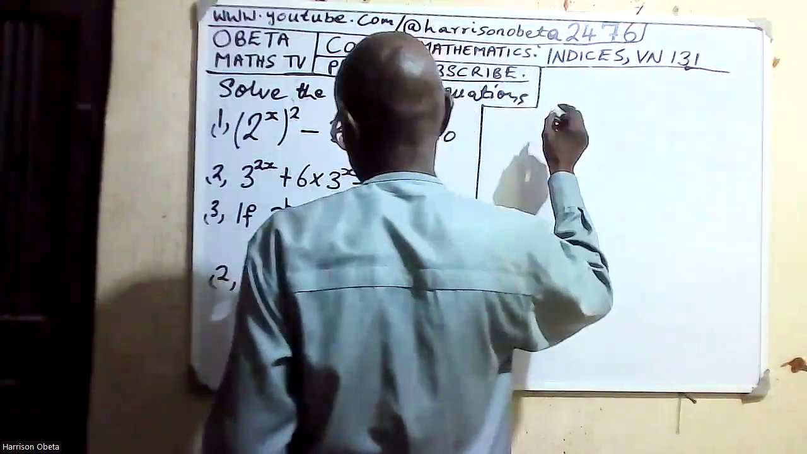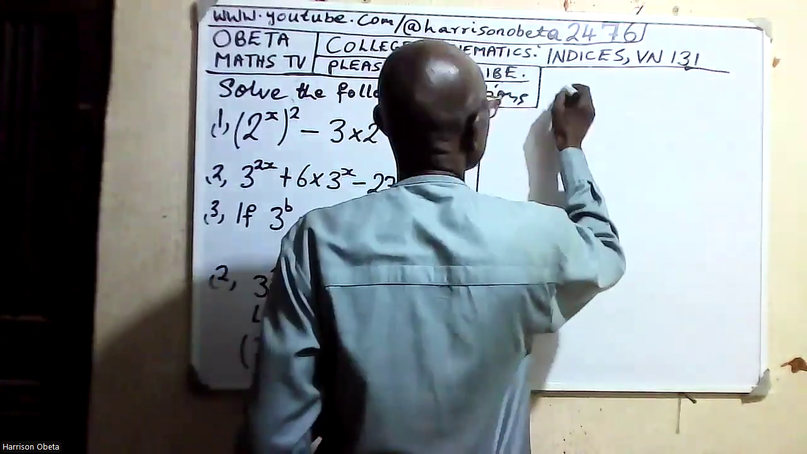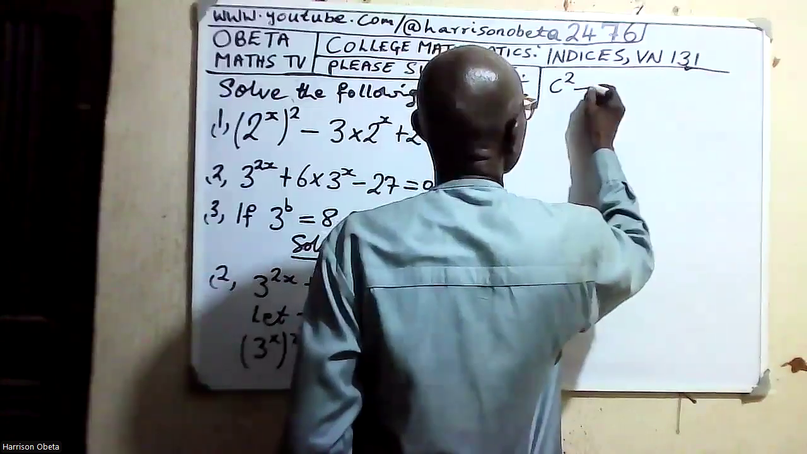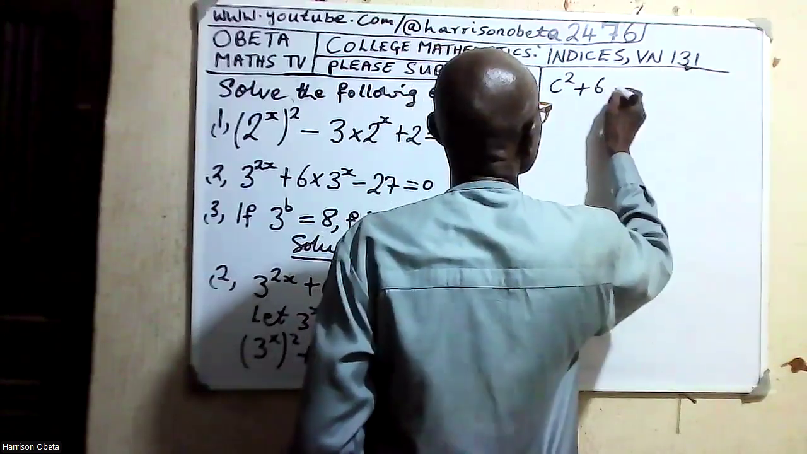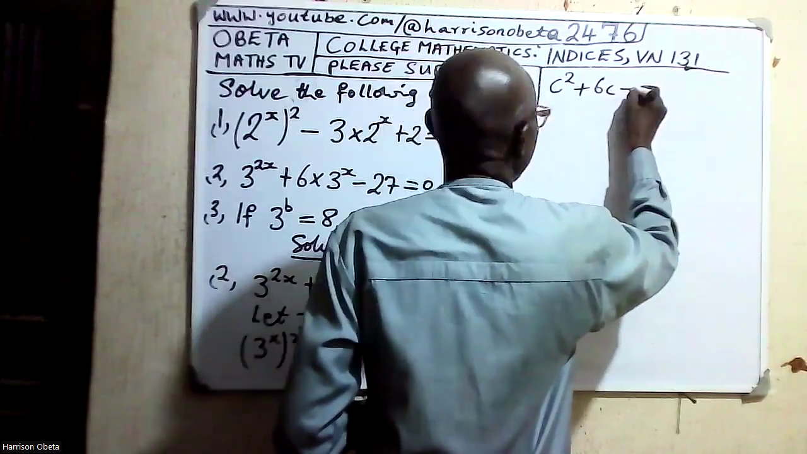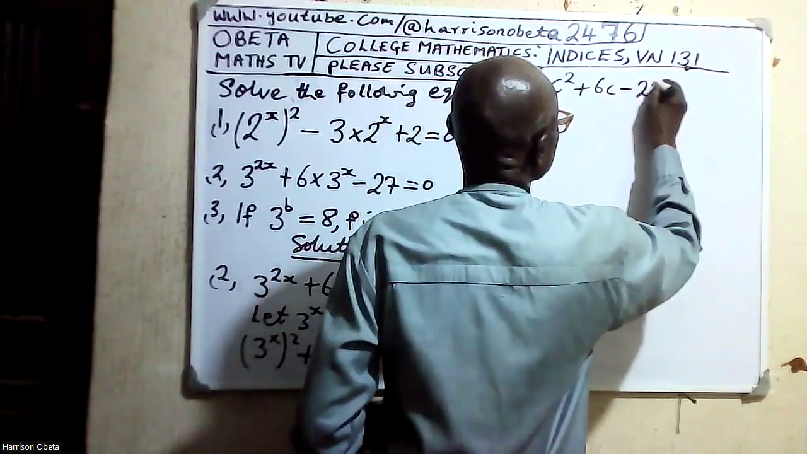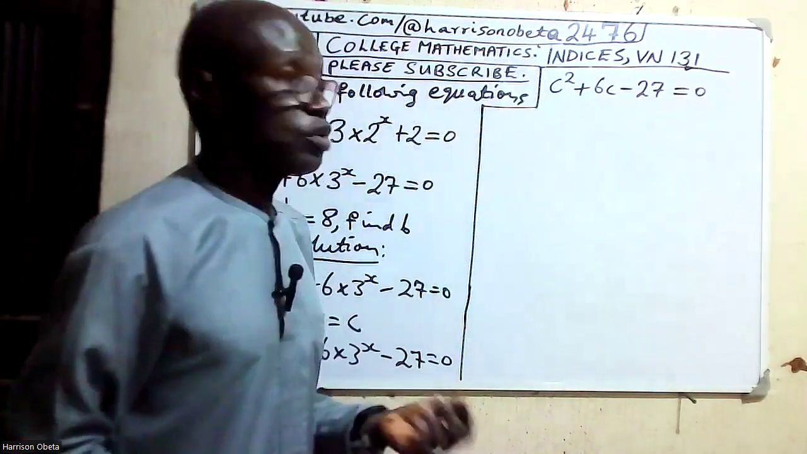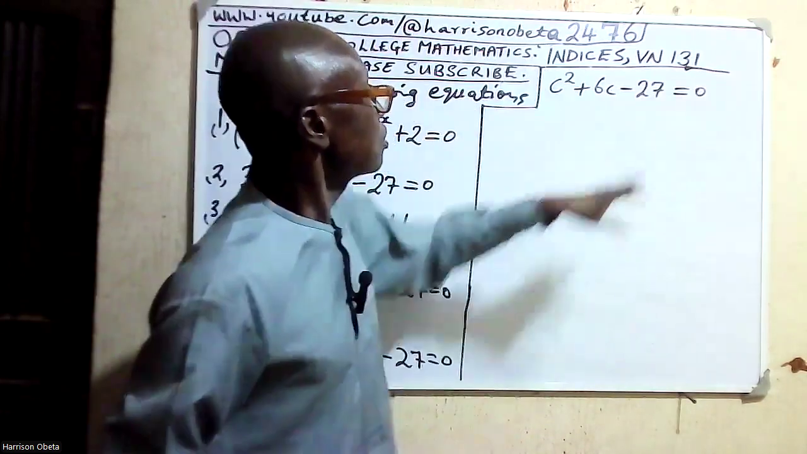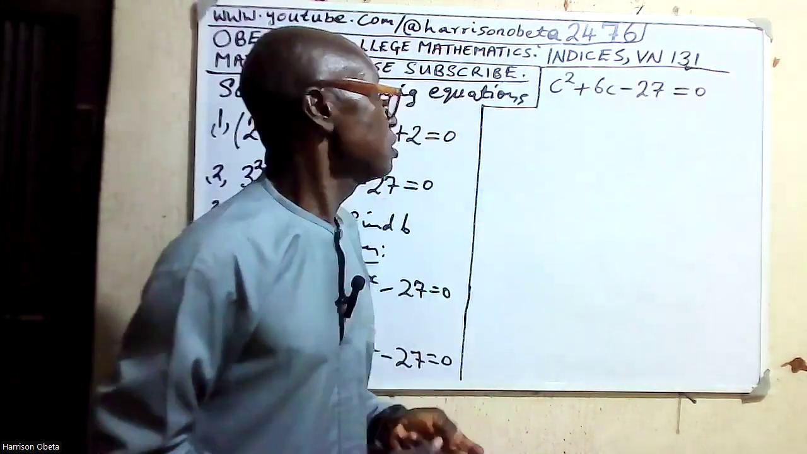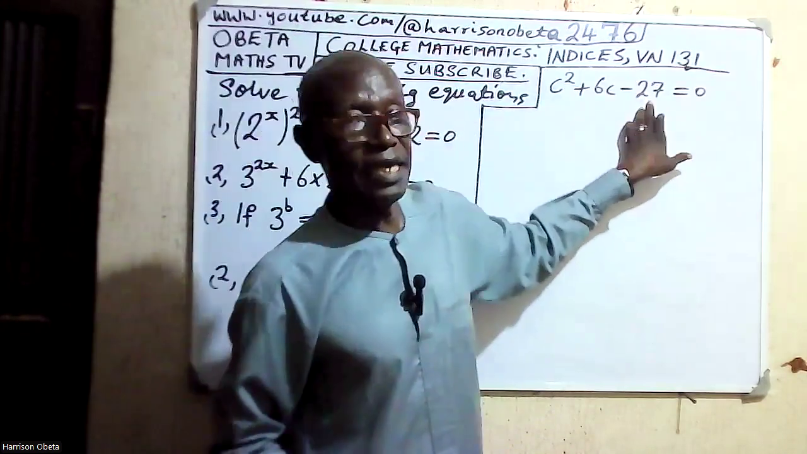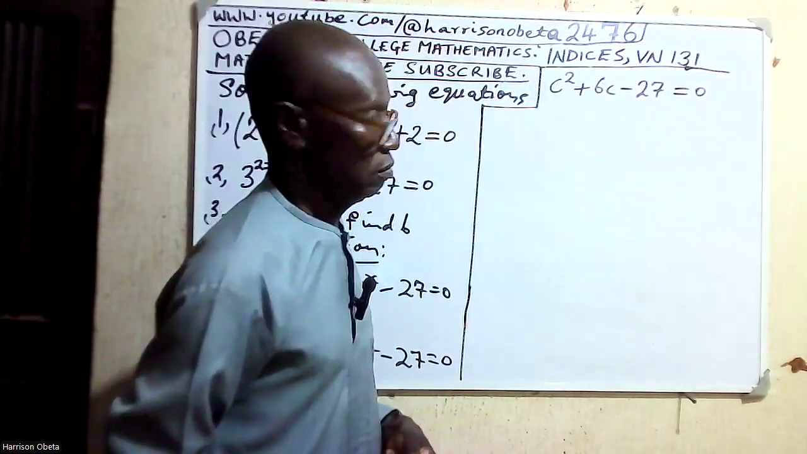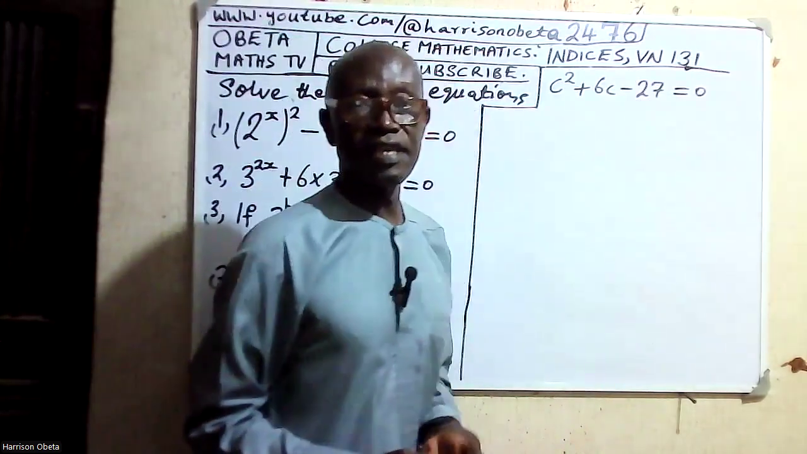Come over here and have c squared plus 6c minus 27 equal to 0. Well, we have to do the same thing. We find the two factors of 27 that will give us 27 when we multiply, and when we add or subtract, we have 6. And that should be 9 and 3.